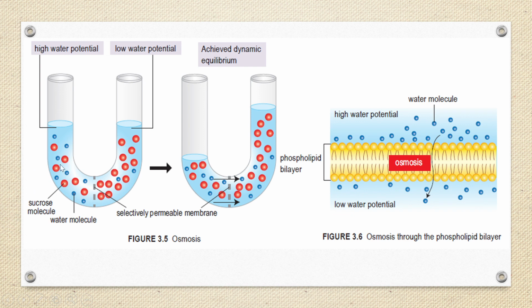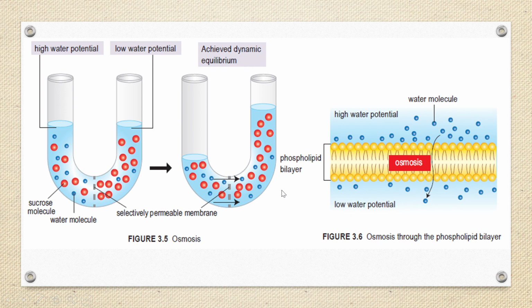Notice we're talking about which one has higher water potential. So very easy to identify. Maybe after 2 hours, osmosis will happen. That means there'll be net movement of water molecules from this region of high water potential to low water potential, until they reach dynamic equilibrium. Dynamic means still moving, but it has already achieved equilibrium dynamically.